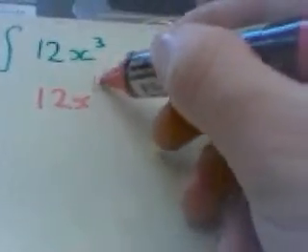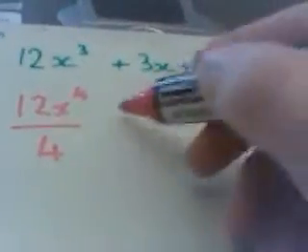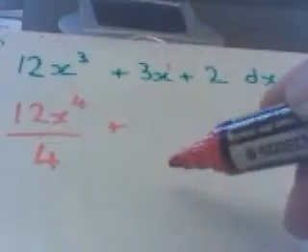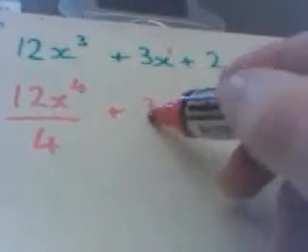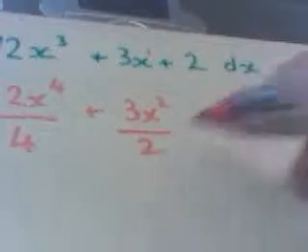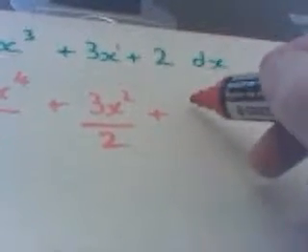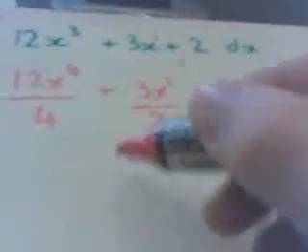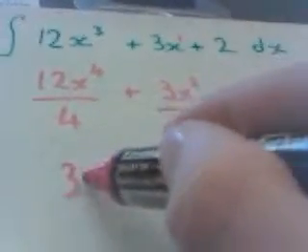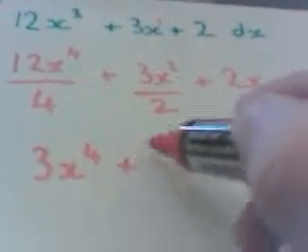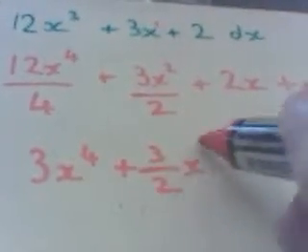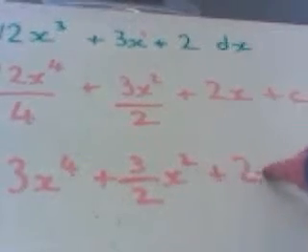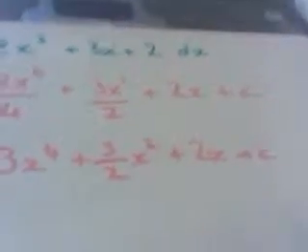So here's your solution. So we'd have 12x to the power 4 divided by 4. Add, because that's x to the power 1, we've got 3x squared over 2, plus 2x, don't forget your constant term c. 12 divided by 4 is 3, so we've got 3x to the power 4 plus 3 over 2 lots of x squared, plus 2x, add c.